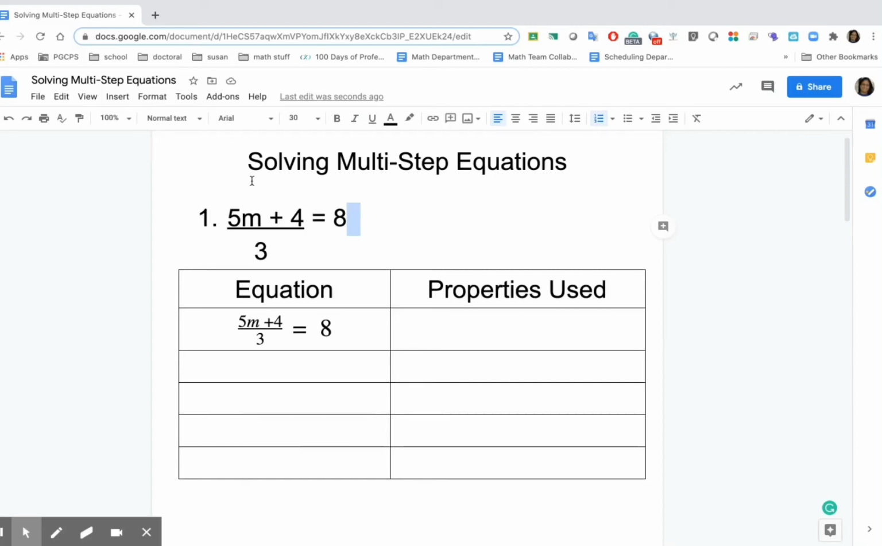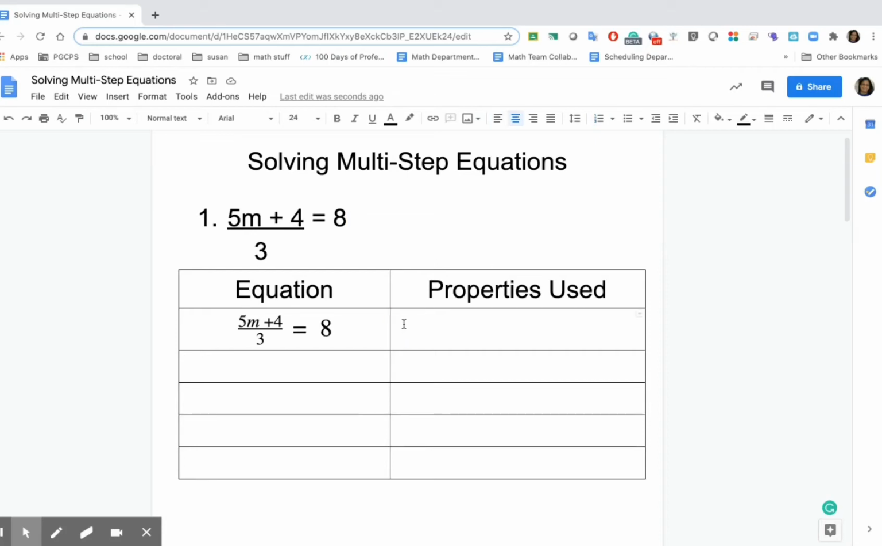In this video, I will show you how to solve multi-step equations. So let's have the first example. 5m plus 4 all over 3 is equal to 8. So our goal here is to isolate the variable m.